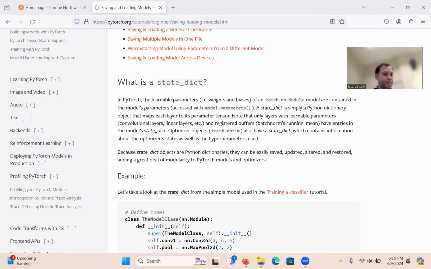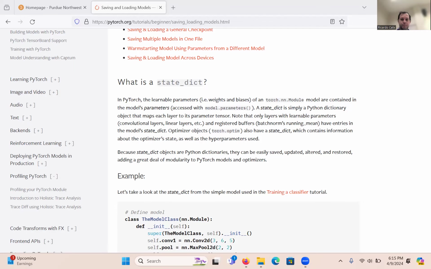Here. Let me try this one. I do not think it's good. Oh, we'll just use the slides as I have them.